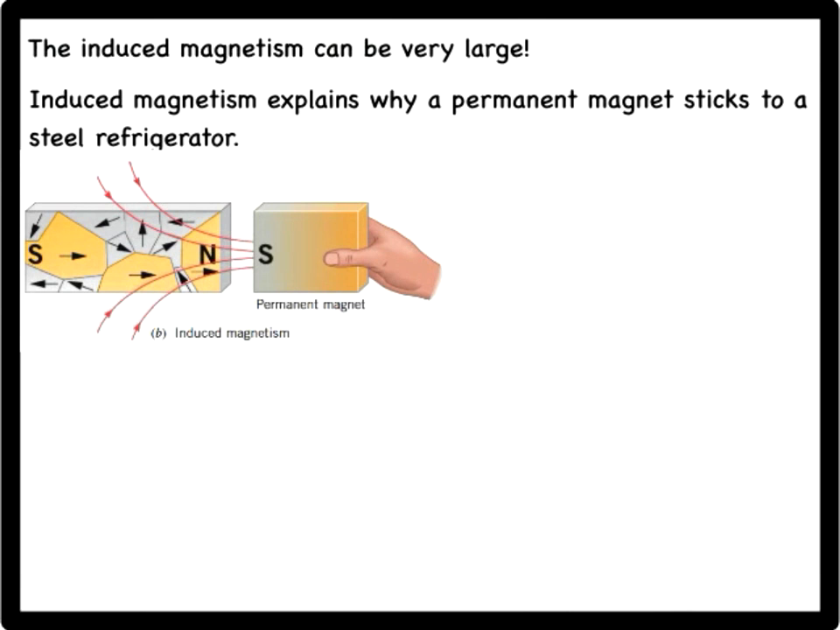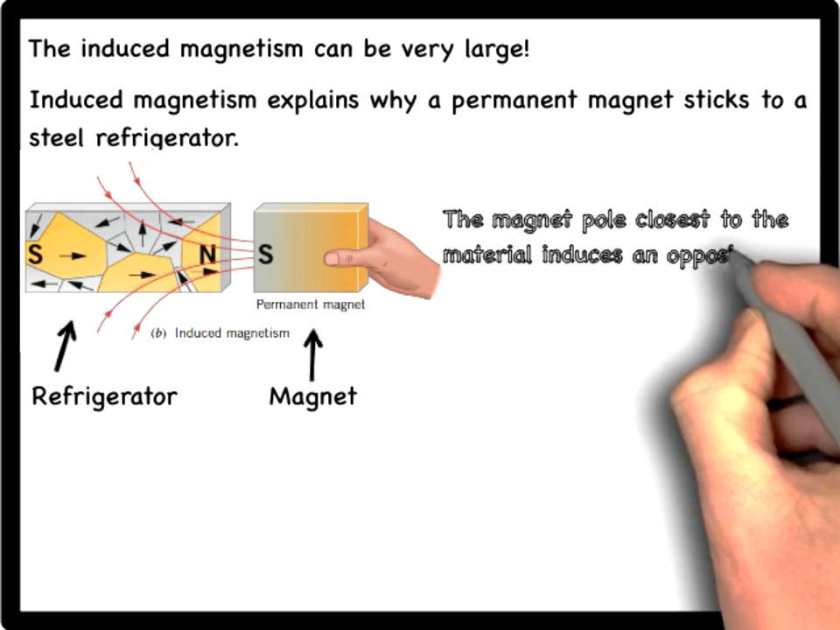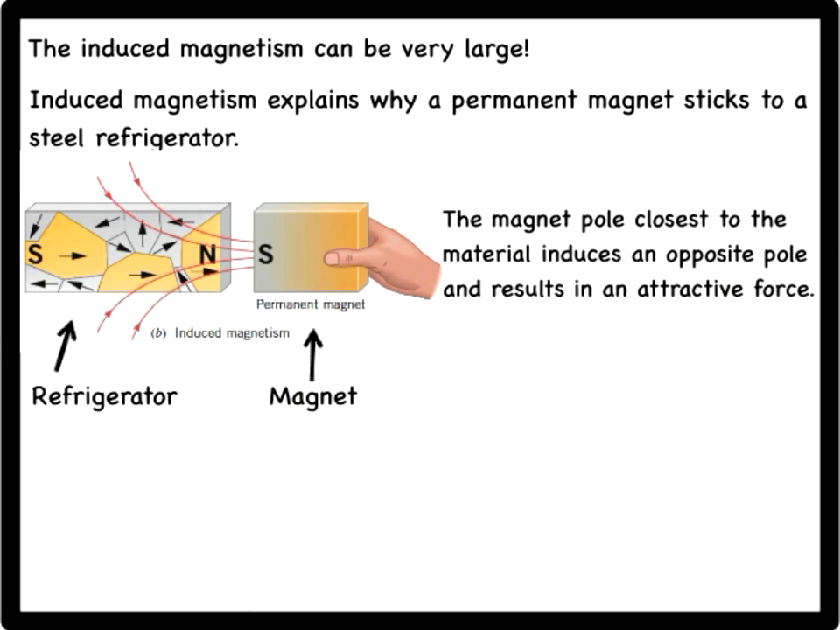Notice in the figure that there is a north pole induced at the end of the iron that is closest to the south pole of the permanent magnet. The net result is that the two opposite poles give rise to an attraction between the iron and the permanent magnet. Conversely, the north pole of the permanent magnet would also attract the piece of iron by inducing a south pole in the nearest side of the iron.